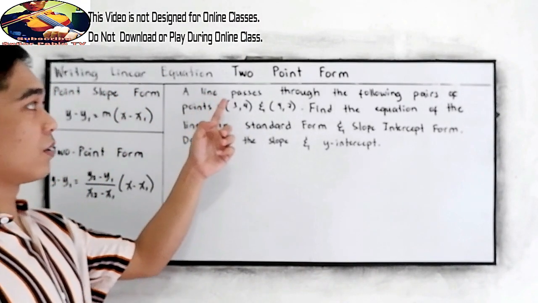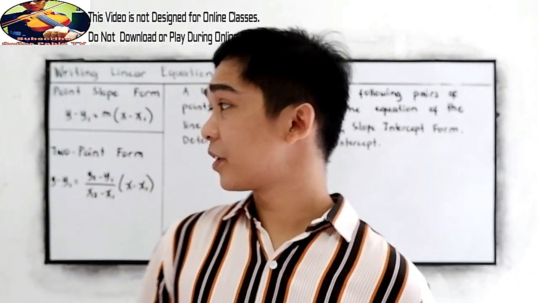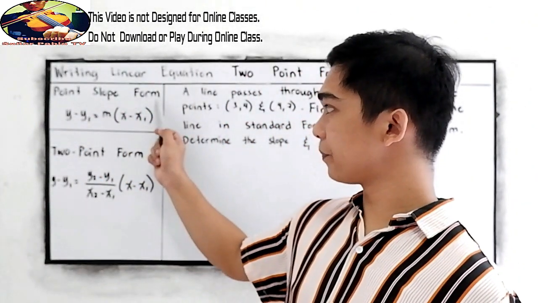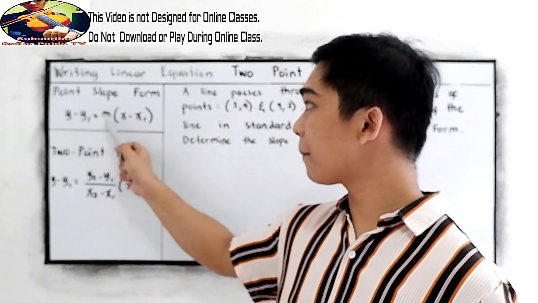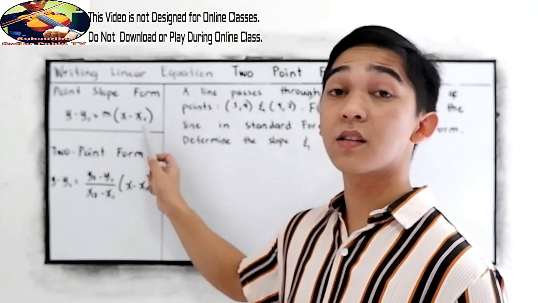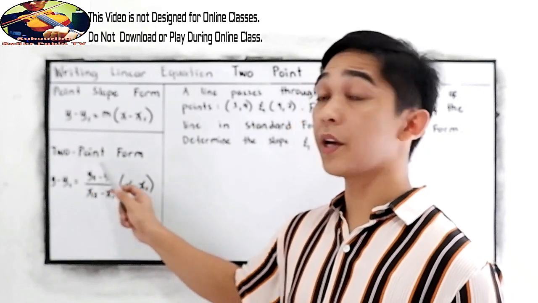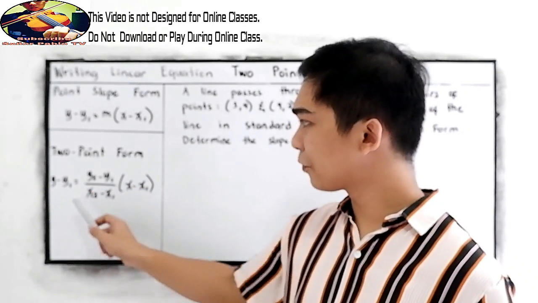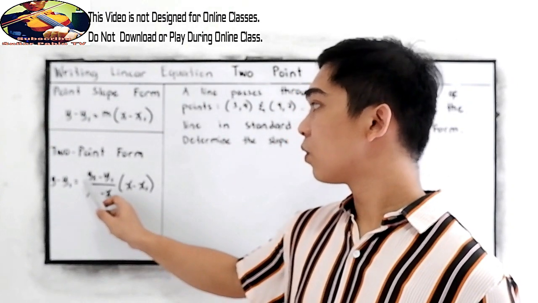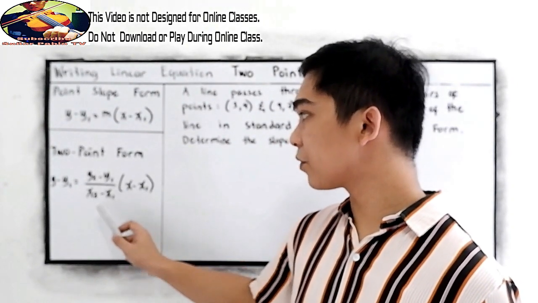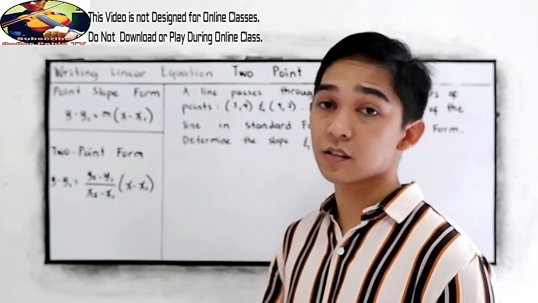Writing linear equation, two-point form. So after discussing the point slope form, that is in the form y minus y sub 1 is equal to m quantity x minus x sub 1, now we have the two-point form. In the form y minus y sub 1 is equal to y sub 2 minus y sub 1 all over x sub 2 minus x sub 1, quantity x minus x sub 1.